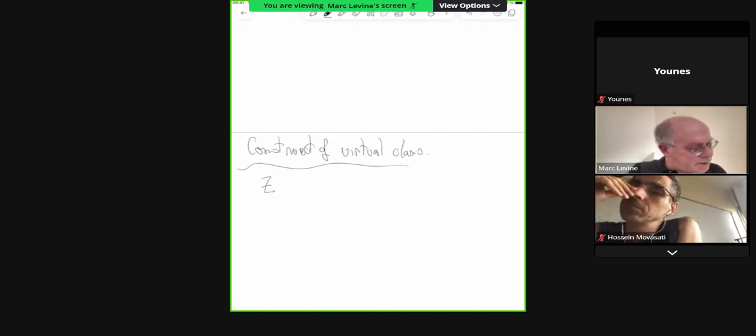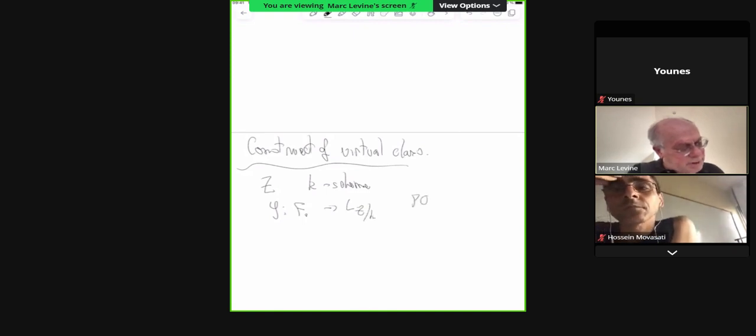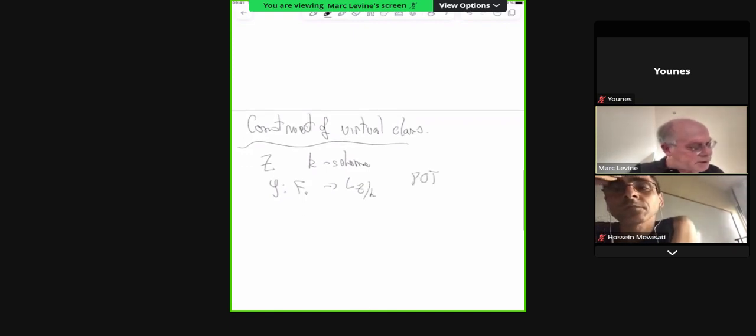So we take Z to be some K scheme, finite type. It doesn't really have to be over K, but let's fix some K scheme, finite type. And we have phi, our perfect obstruction theory. So what that means is essentially we can even take this to be quasi-projective, because we're going to be doing it for the Hilbert schemes, which are projective.